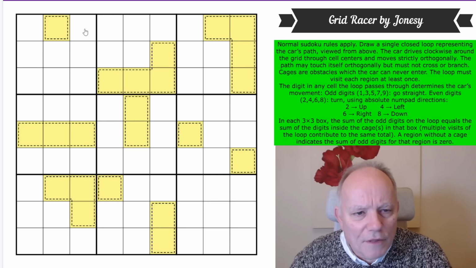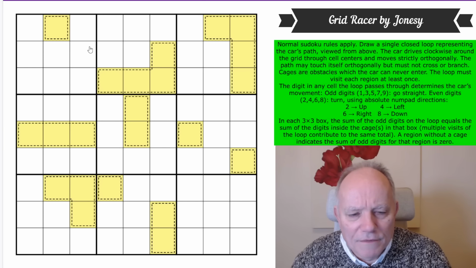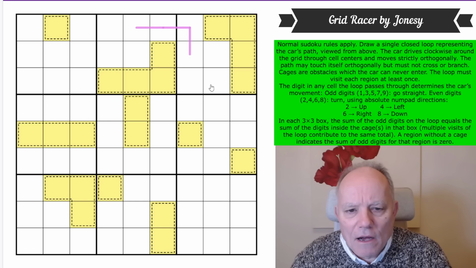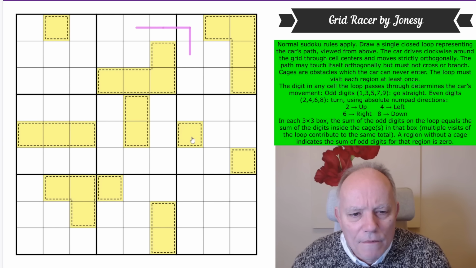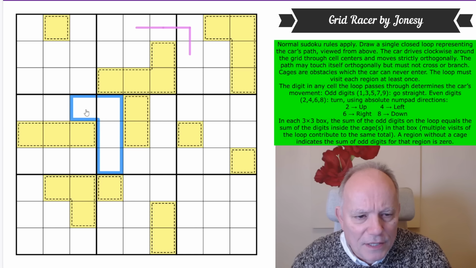But it can't do that in box 2 because it would have to go through this cell both times. And it can't cross. And it has to visit every box. So I think the path must come through this region. Ooh, no, well down to there. And then it comes out into box 6 from box 3. Now there's a little island that it can't go through of yellow. It must surely go through this route.